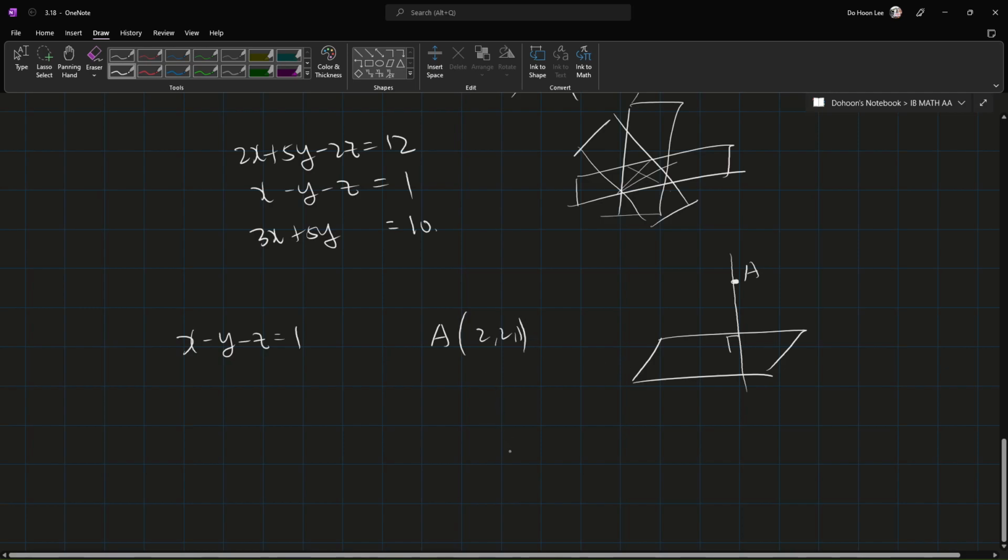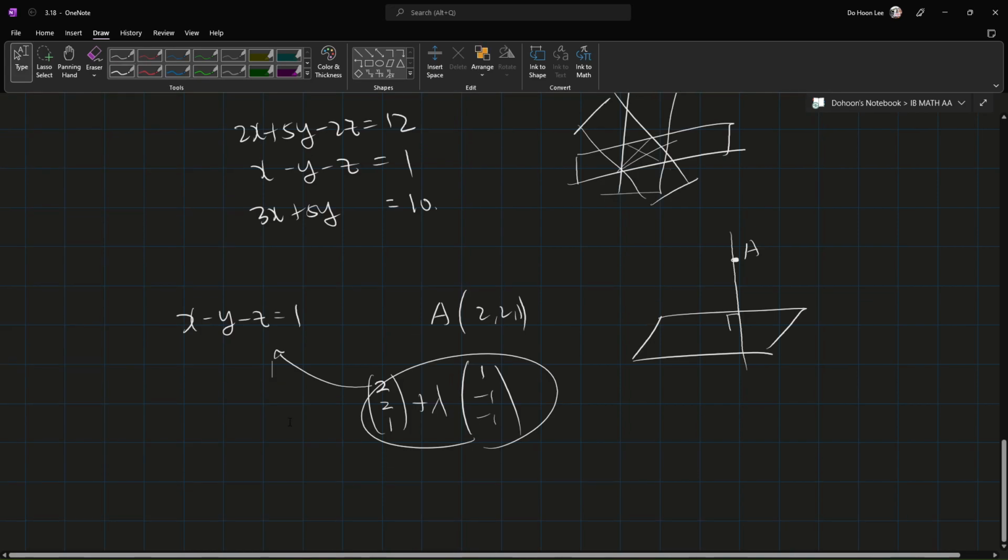Now we know the line equation, so let's find the point of intersection. Because we know that the line is (2, 2, 1) + lambda (1, -1, -1), we can simply put this line equation into the Cartesian equation of the plane to find the point of intersection. And it turns out that the point is (8/3, 4/3, 1/3).